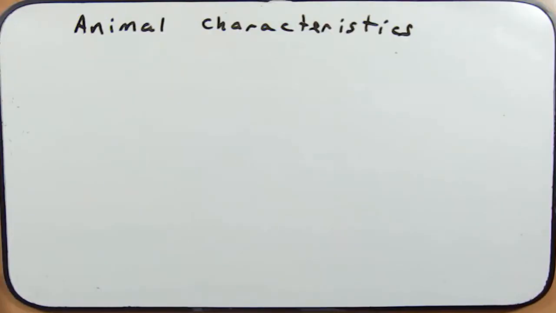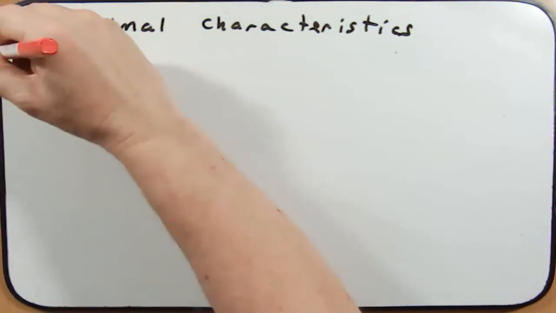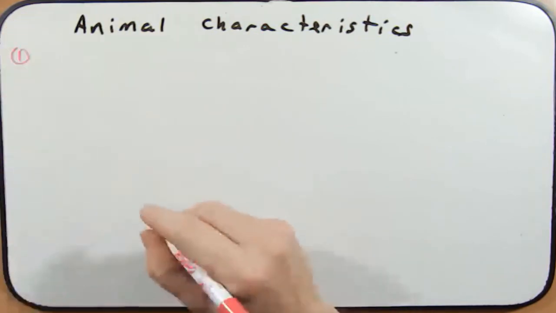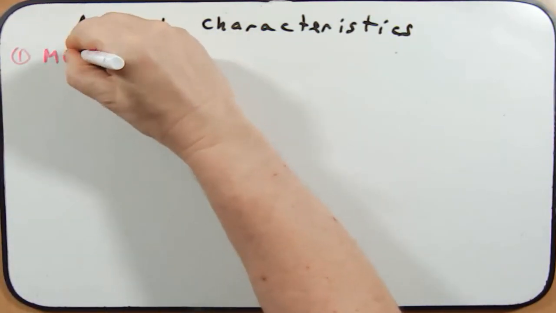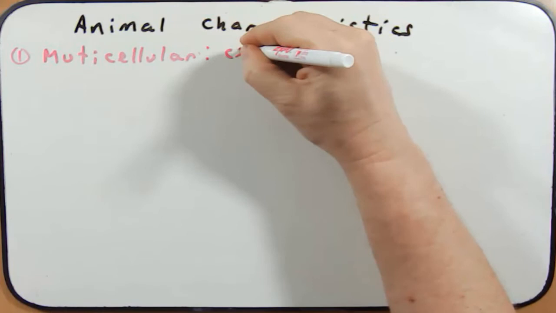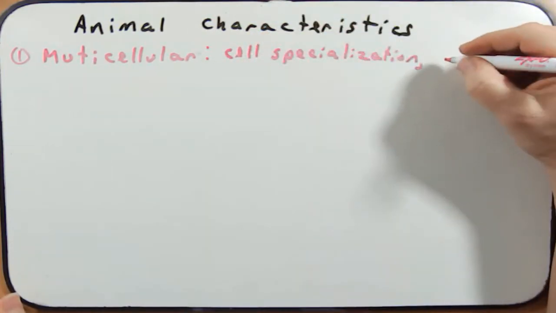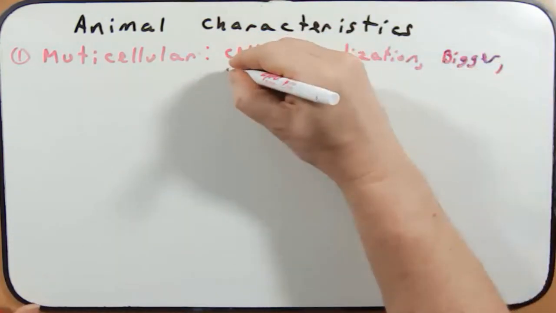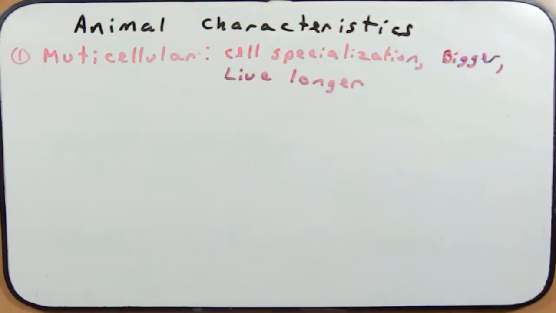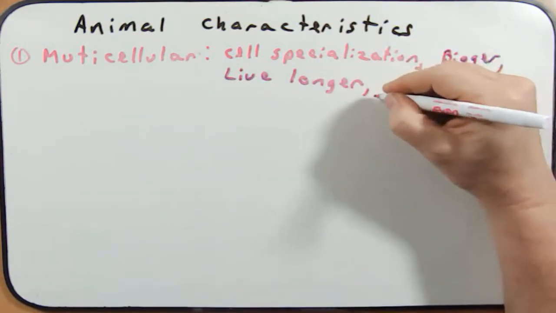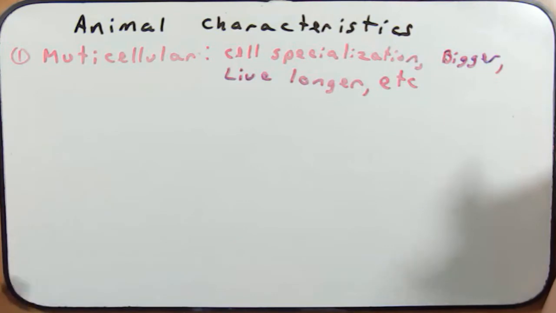All right, let's move to our second objective for today's video, and that is, let's talk about some animal characteristics. When I covered the first objective, I mentioned some of these, but it bears repeating so you have a nice cohesive list here. And the first characteristic I'm going to list is that all animals are multicellular. This allows for cell specialization, allows the animals to be bigger, allows them to live longer, and the other features that we talked about when we discussed the advantages of being multicellular.